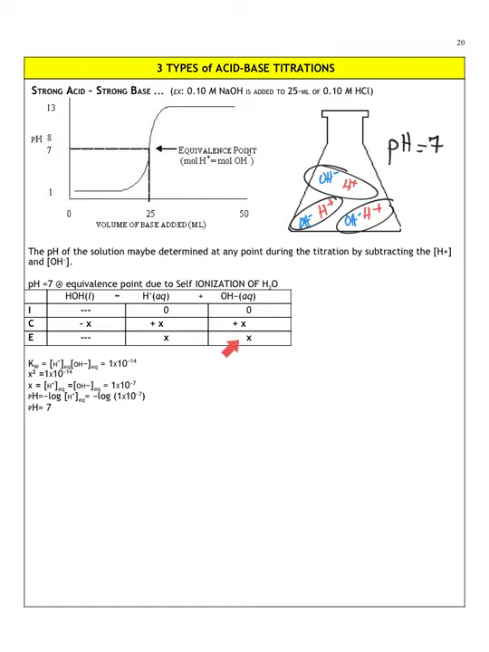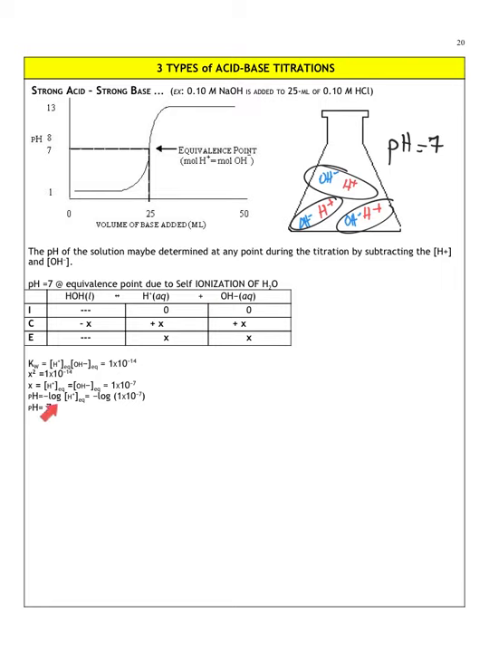So this is x times x, substituting into the Kw expression. And that equals 1 times 10 to the negative 14th. And we find out in the end that when we square root this value, you end up with 1 times 10 to the negative 7th for the H plus concentration, which is also equal to the OH concentration. So this is my x basically. And my x is the same for these two substances right here.